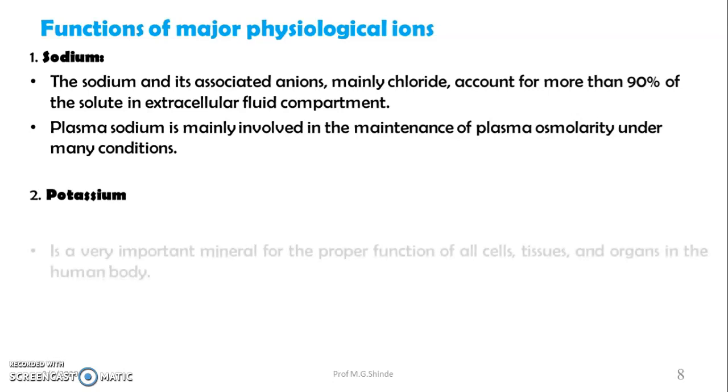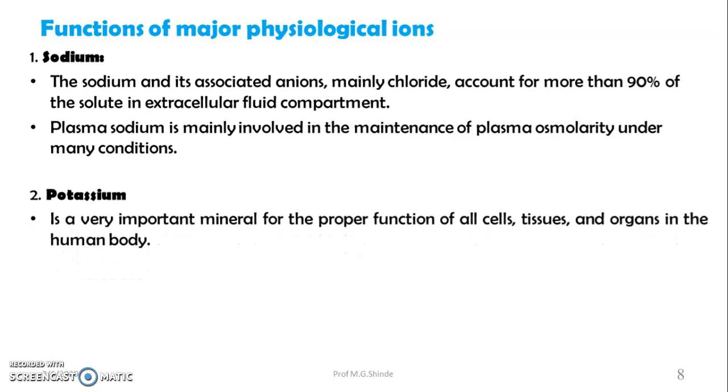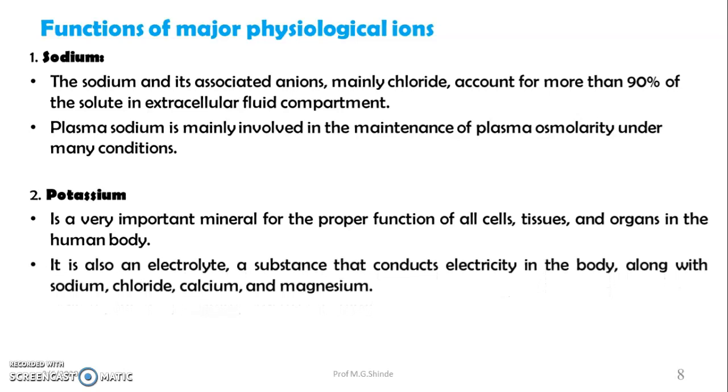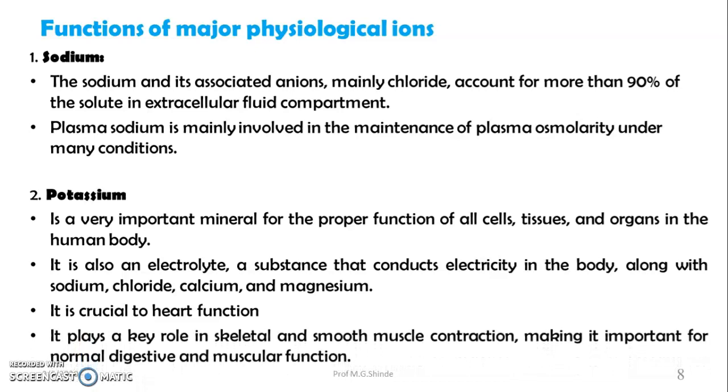Second, potassium is a very important mineral for the proper functions of all cells, tissues, and organs in the human body. It is also an electrolyte, a substance that conducts electricity in the body, along with sodium, chloride, calcium, and magnesium. It is crucial to heart functions. It plays a key role in skeletal and smooth muscle contraction, making it important for normal digestive and muscular functions.